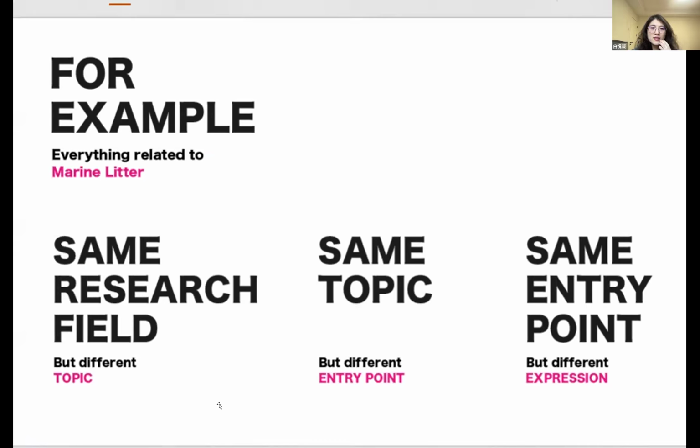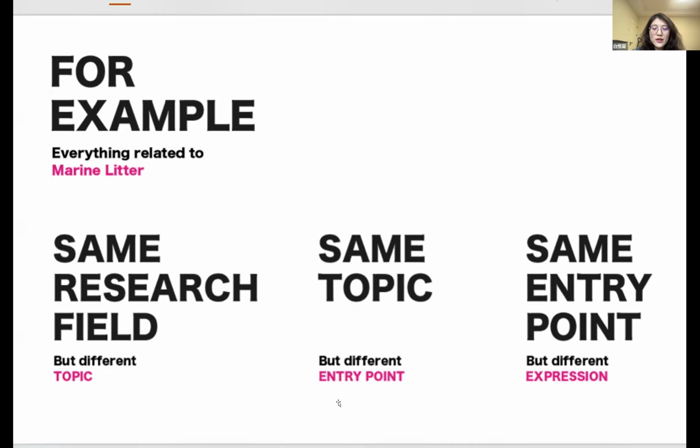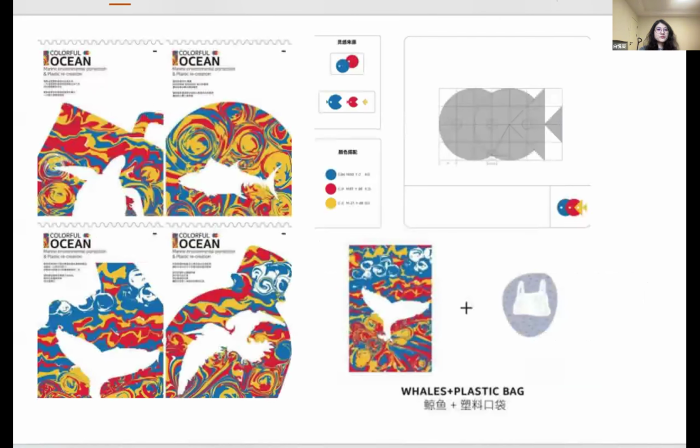I separate them into 3 levels. The first is the same research field but a different topic. If you have the same topic, it's okay, because you can pick a different entry point. And if you say the topic and the entry point are the same, it's okay as well, because you can choose different expressions. Okay, let's go through these 3 levels and see some cases.